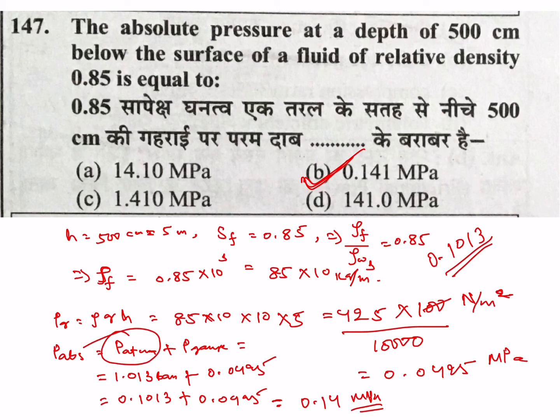Only thing you have to remember, atmospheric pressure 1.013 bar or 10 to the power 5 Pascal. 1 bar equal to 10 to the power 5 Pascal. Megapascal if you want, then 10 to the power 6. All options are in megapascal, so we have to convert to megapascal.